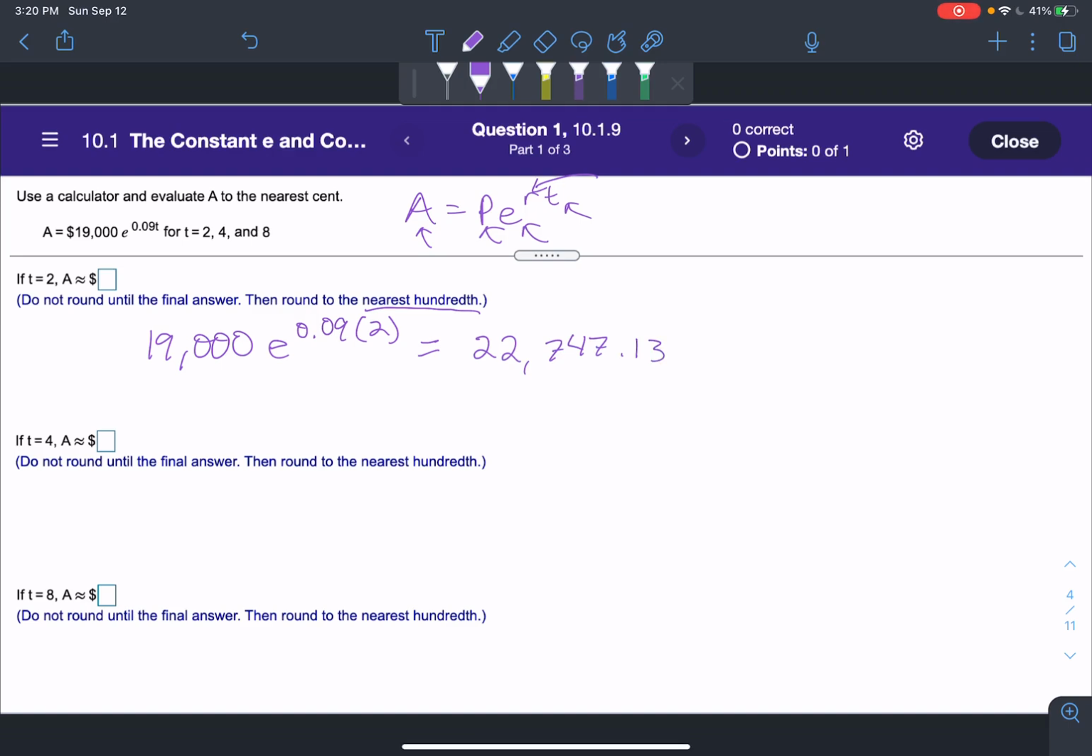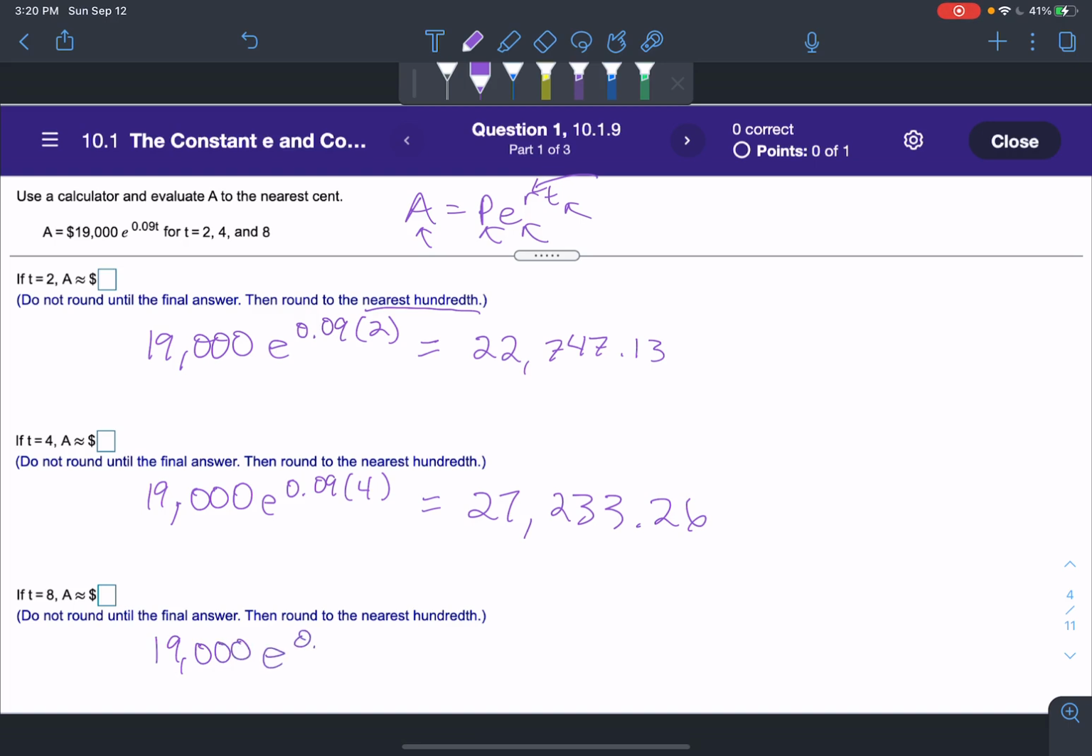Okay, and so we can continue on for the other 2 parts. Just plug in the times that we were given. So 0.09 times 4 gives me 27,233.26. And for the last one, if I plug in 8 for t, I get 0.09 times 8, and this gives me $39,034. Oops, extra 0. $34.23.